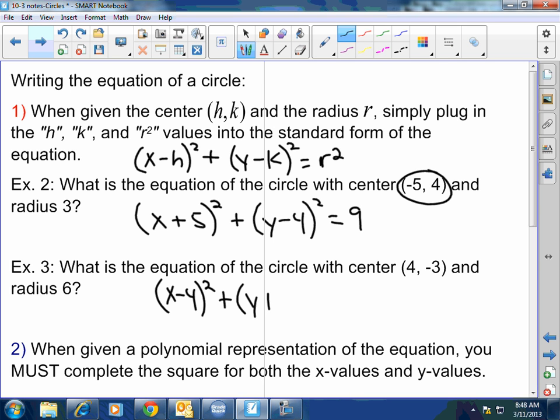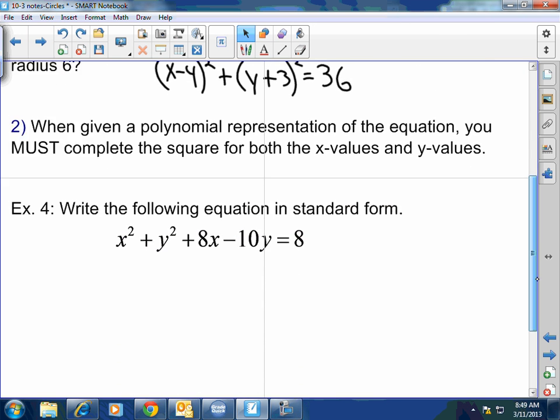Plus (y + 3) squared equals 36. Oh, yeah. Good job. Great. Does that make sense, y'all? Pretty simple, right? Okay. Now, here comes the fun.